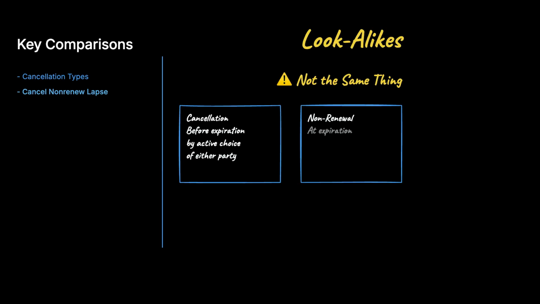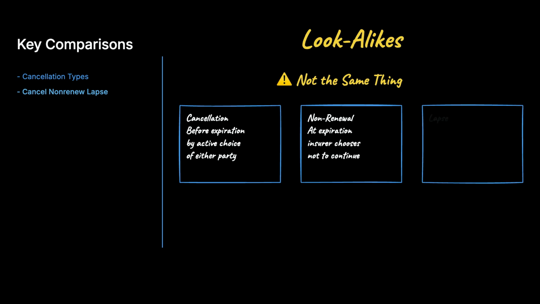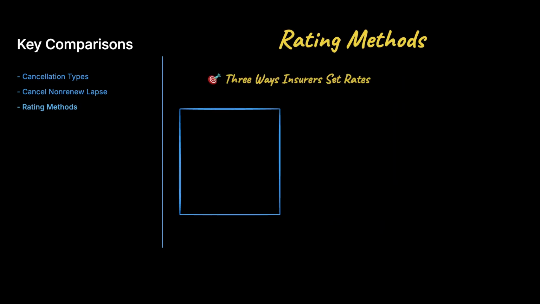Now don't confuse cancellation with two lookalikes. Cancellation happens before a policy expires, by an active decision from either side. Non-renewal happens at expiration, when the insurer chooses not to continue coverage into a new term. And a lapse also happens at expiration, but because the insured failed to pay the renewal premium. Different reasons.